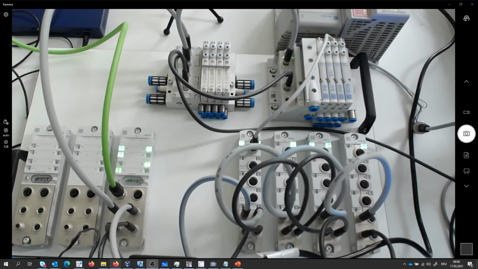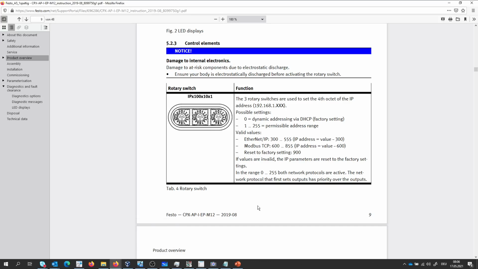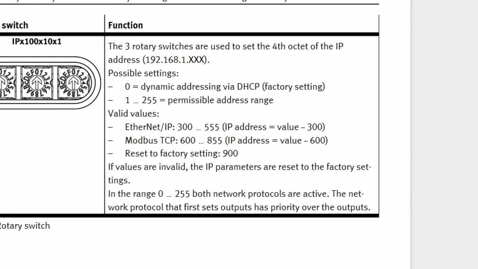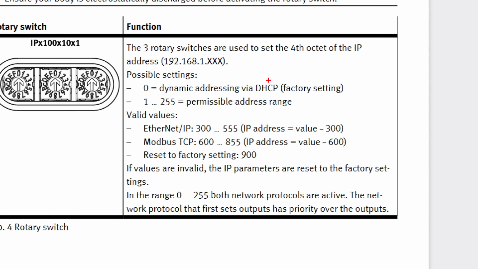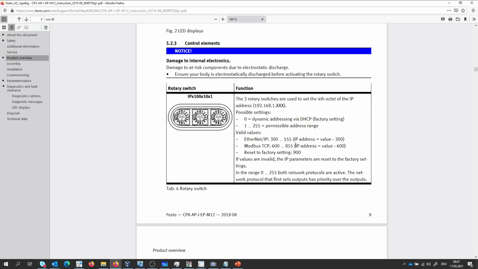If we have a closer look at the manual, then we recognize that the factory setting of the system is always DHCP. This is the factory setting, and based on this setting, at the beginning, our node has no IP address. To assign an IP address, you need a DHCP server.